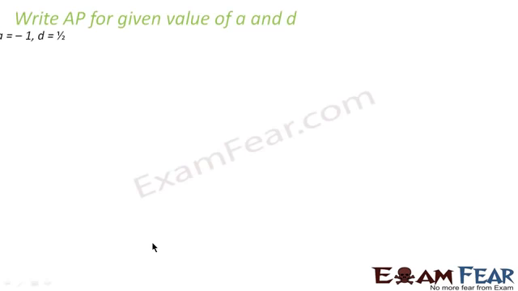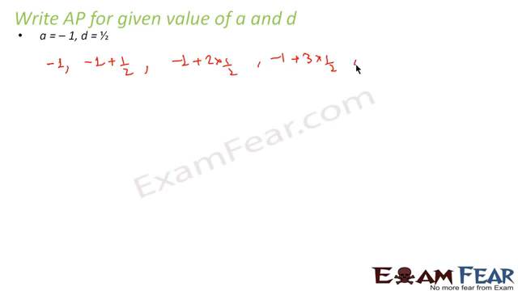To minus 1, d is equal to 1 by 2. Here the terms will be a plus d, that is minus 1 plus 1 by 2. A plus 2d, that is minus 1 plus 2 into 1 by 2. Correct? A plus 3d, that is minus 1 plus 3 into 1 by 2. A plus 4d, minus 1 plus 4 into 1 by 2. Correct? This becomes minus 1, this becomes minus 1 by 2, this becomes 0, 1 by 2, 1. So this is my series.